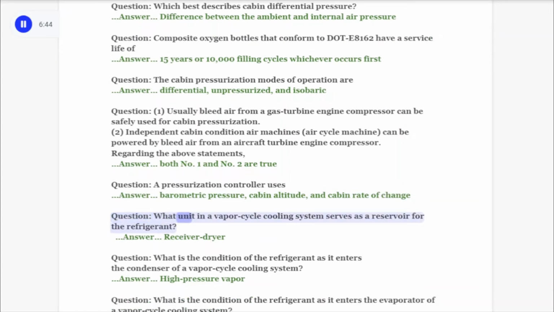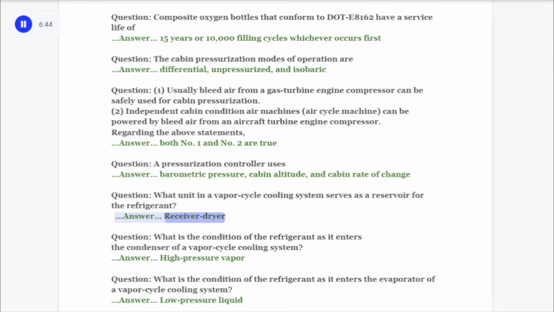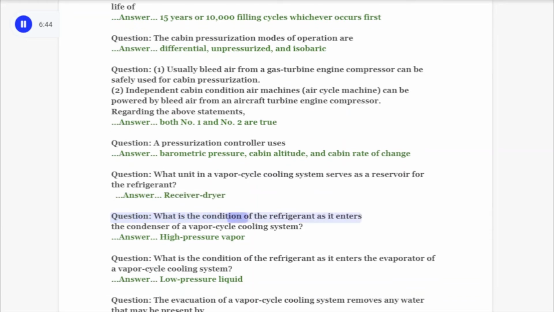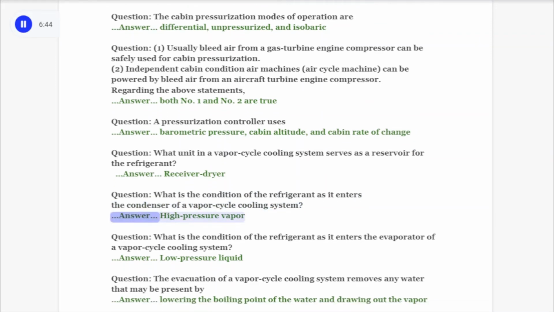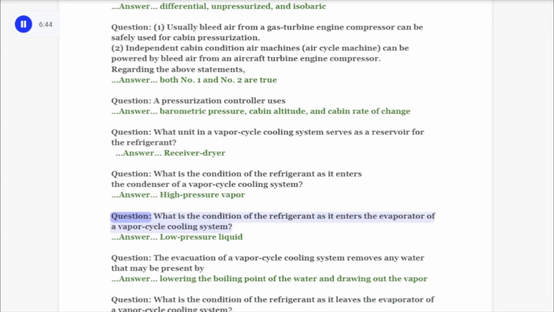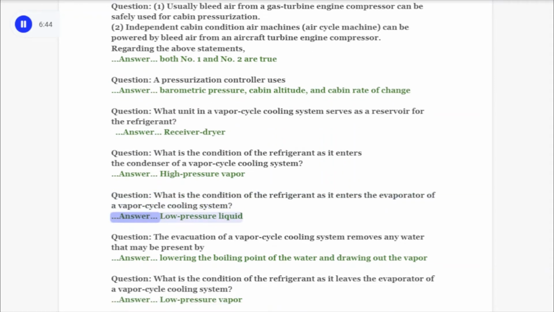Question: What unit in a vapor cycle cooling system serves as a reservoir for the refrigerant? Answer: Receiver dryer. Question: What is the condition of the refrigerant as it enters the condenser of a vapor cycle cooling system? Answer: High pressure vapor. Question: What is the condition of the refrigerant as it enters the evaporator of a vapor cycle cooling system? Answer: Low pressure liquid.